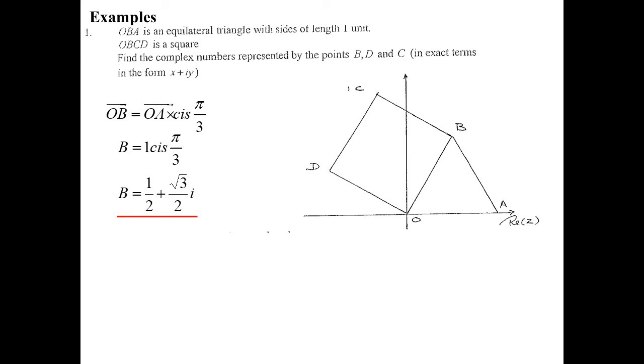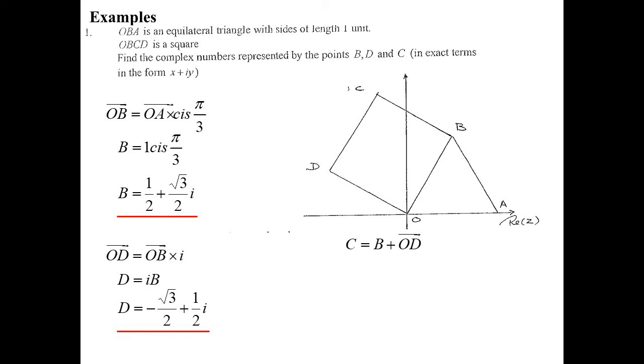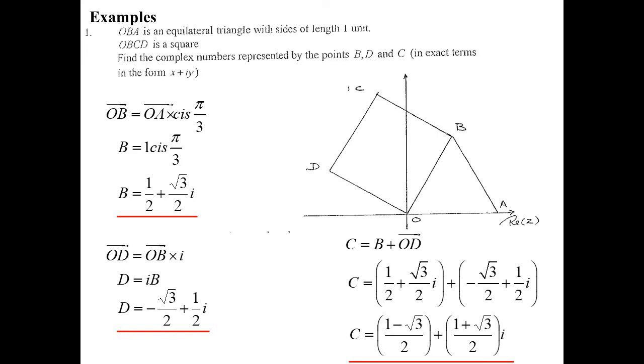Okay, we've got B. Now, I'm going to go for D next because I can continue the rotation. OB, I'm going to multiply it by i. So D will be i times the answer I just found for B. I get minus root 3 on 2 plus a half i. C we now have to work out. Well, that would be the point B plus the vector OD. So B we worked out up there. OD, well it's to the origin, so it's the same as the point D. I have my answer for C, 1 minus root 3 on 2 plus 1 plus root 3 on 2 i.